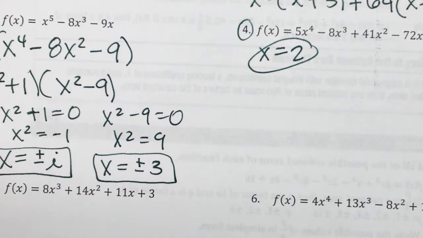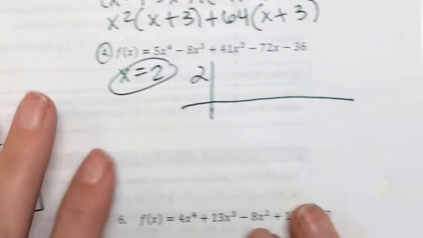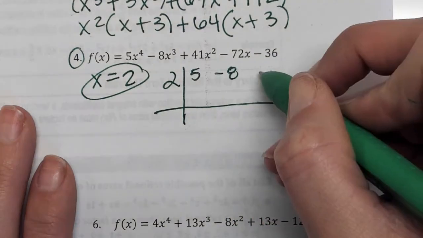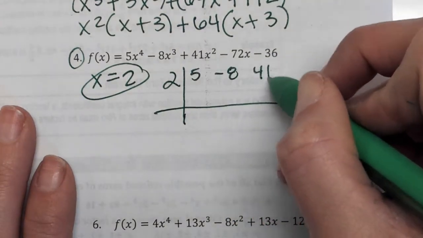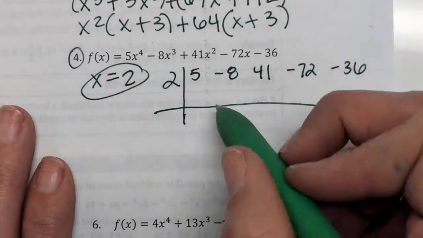Yes. Synthetic. Let's go ahead and do that. Are we skipping any powers? Alright, then tell me my coefficients. Negative 8. I mean, negative 8. 41, negative 72, negative 8. Very good.